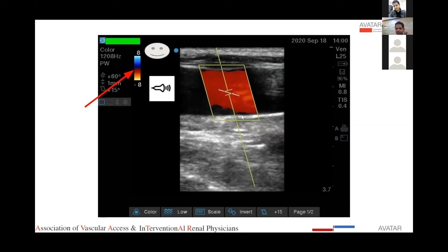So as we can see, this image also conveys the same information as the previous image, even though the color of the blood flow is different. So that is how we interpret the direction of blood flow. The main information that color Doppler gives us is the direction of the blood flow.